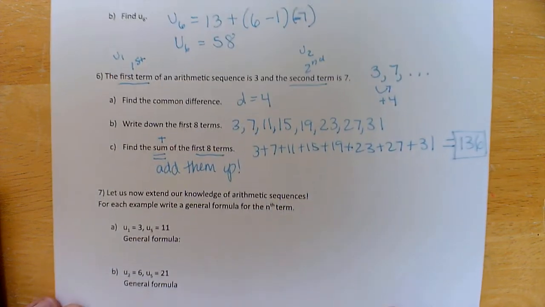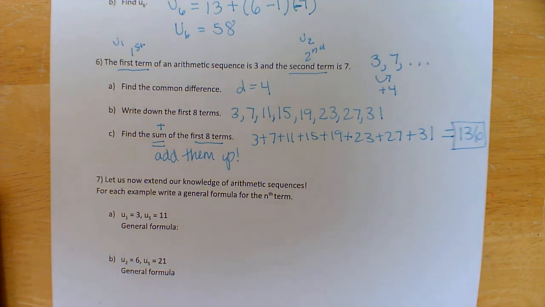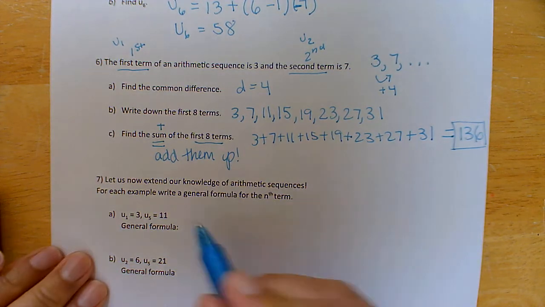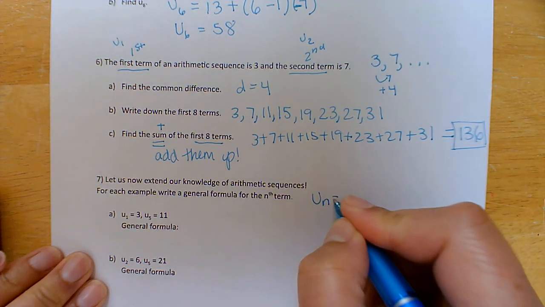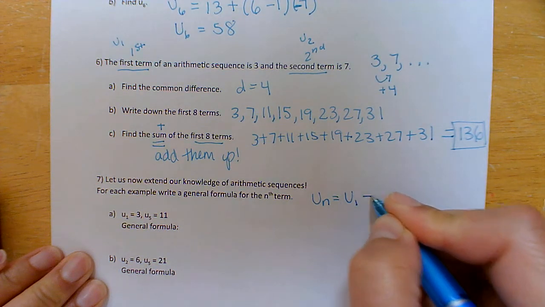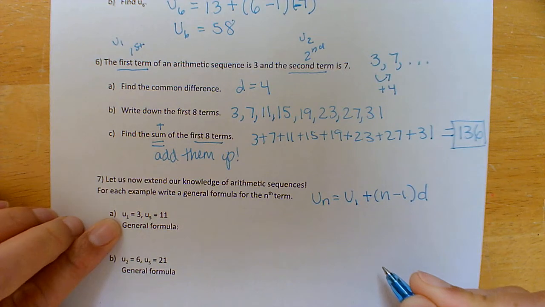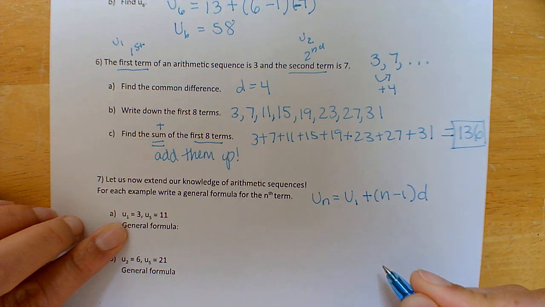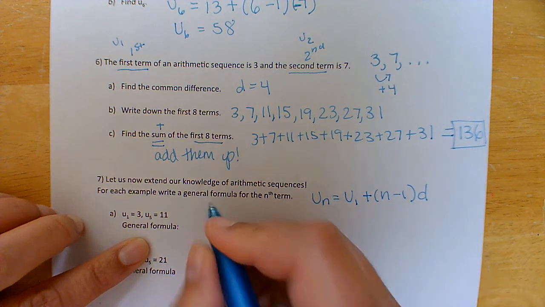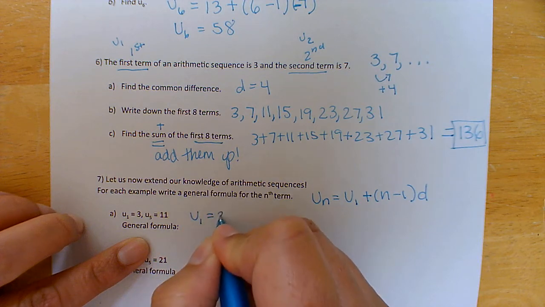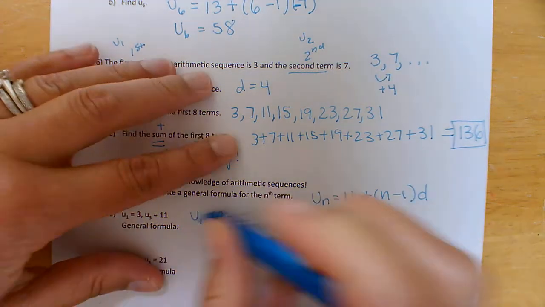Okay, number 7. Let us now extend our knowledge of arithmetic sequences. For each example, write the general formula for the nth term. So we have the general formula. Remember, u sub n equals u sub 1 plus n minus 1 times our common difference. Okay, let's see what we have here. We have u sub 1 is 3 and u sub 5 is 11. So we have u sub 1 equals 3. Oh, I'm sorry.